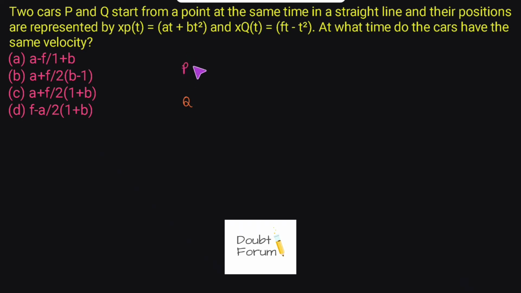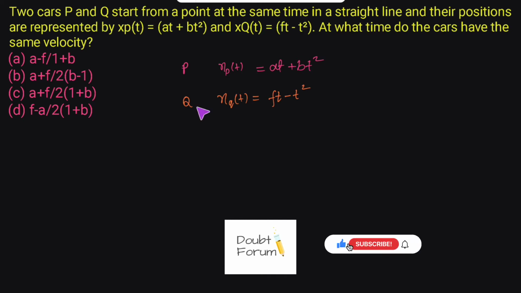The position of car P is represented by the equation xp(t), and this is equal to at plus bt square. Similarly, the position of car Q is represented by the equation xq(t), and this is equal to ft minus t square. So these two equations are representing the position of car P and Q respectively. And in the question we are asked to find the time when the velocity of car P is equal to the velocity of car Q.